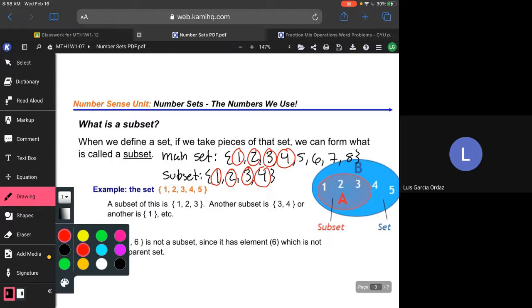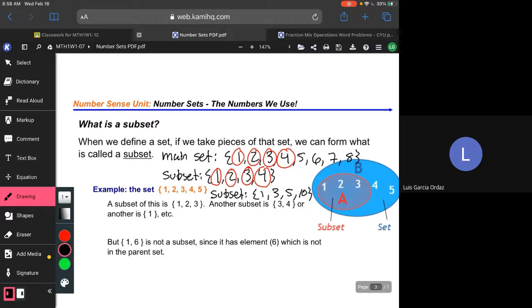Now, let me give you another one. Is 1, 3, 5, and 10 a subset of my main set? Yes or no, and why? Aaron. No, because 10 is not in it. Yeah. So as you can see, 10 is nowhere to be found in my main set. So yes, 1, 3, and 5 are in the main set, but because 10 is not in my main set, 1, 3, 5, and 10 is not an actual subset of my main set.